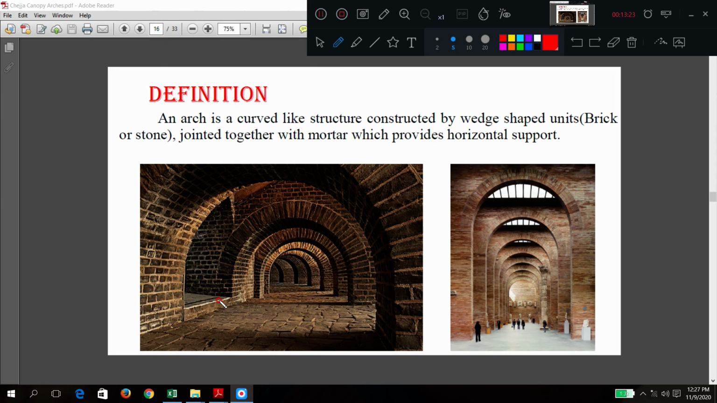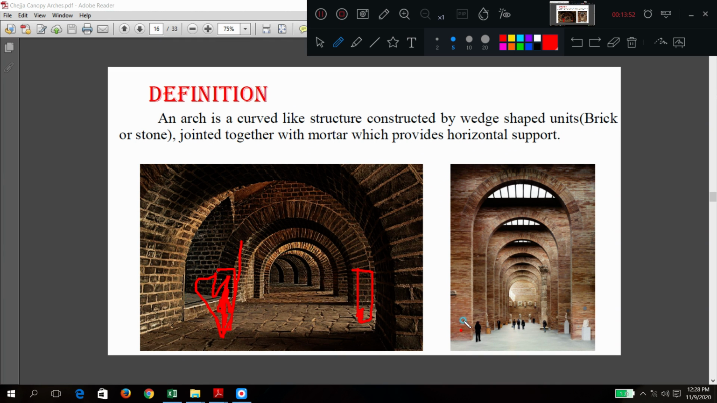What is happening? Here poor soil, here strong soil. So strong soil will not settle, weak soil will settle. This portion will try to go easily in the downward direction. So this is also one type of failure. To avoid this, what is the precaution? You should have strong or larger abutments. That time you can avoid unequal settlement.